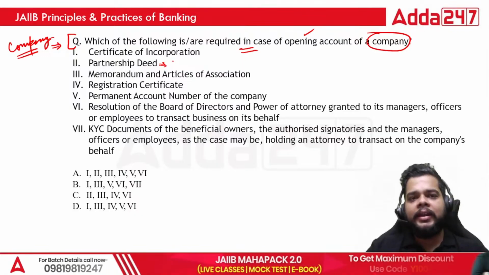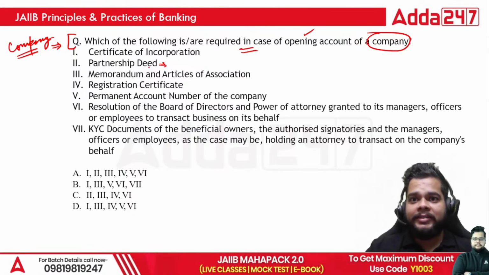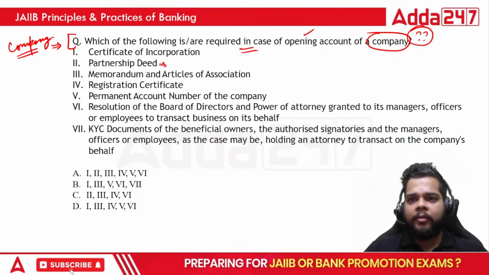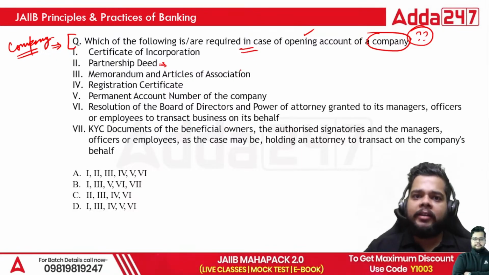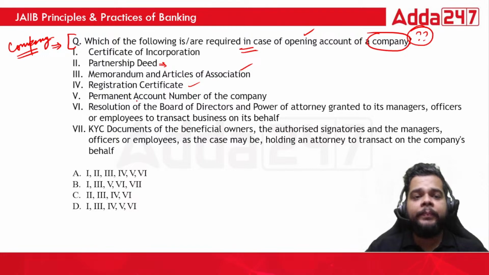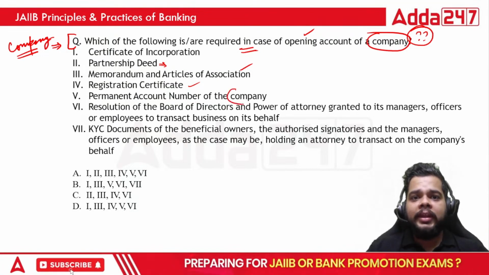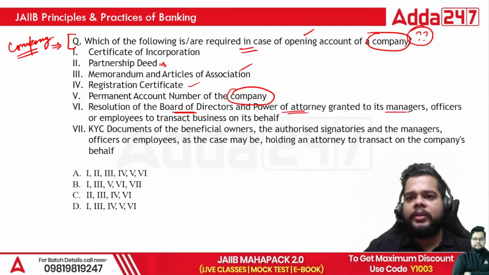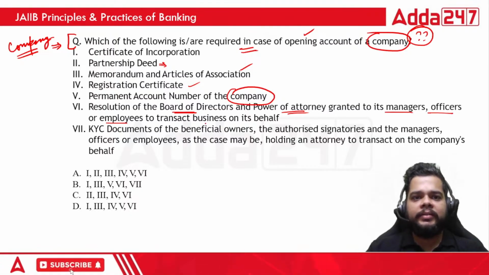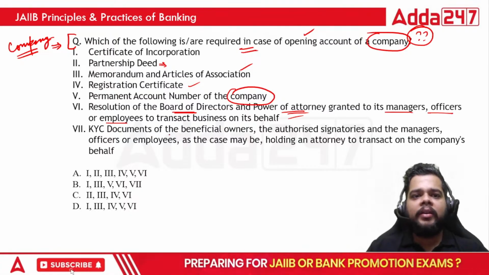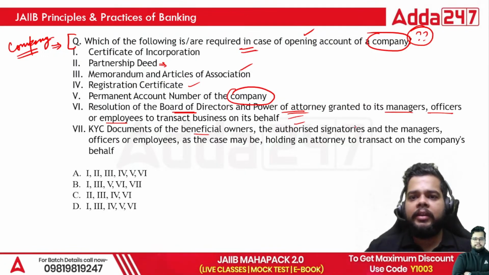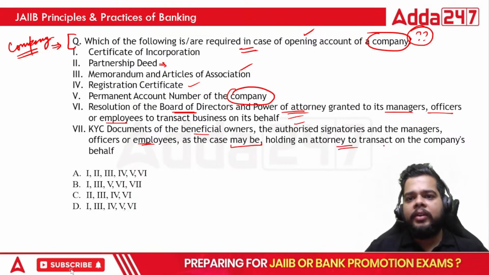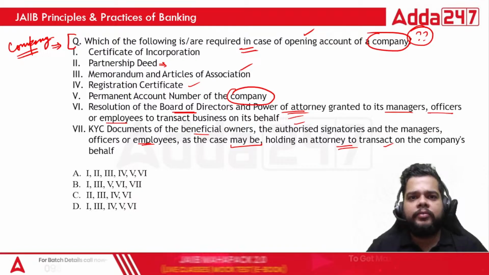Don't you think so that here, in case of partnership firm, the partnership deed is required? What we will be doing in the account opening of a company when we talk about the partnership deed. Memorandum and article of association, just now we have seen. Registration certificate, permanent account number of the company, resolution of the board of directors and power of attorney granted to its managers, officers, employees to transact business on its behalf. KYC documents of the beneficial owners, the authorized signatories, managers, officers, or employees, as the case may be, holding an attorney to transact on the company's behalf. So just now we have seen.